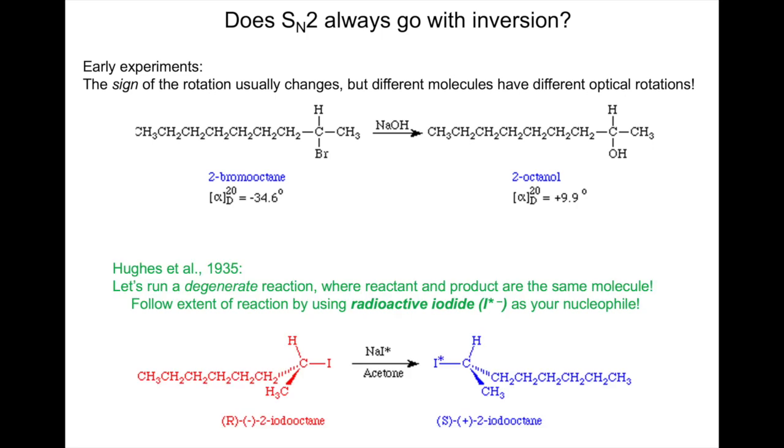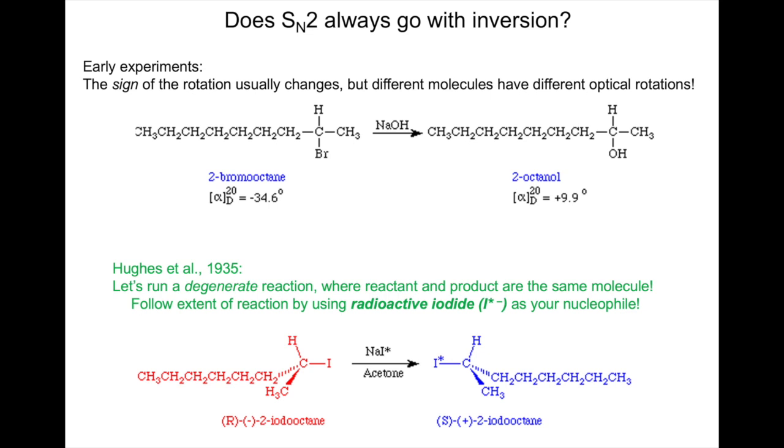So Hughes et al. in the 30s had this great idea. To make sure we're comparing apples to apples, let's just have our starting material and our product be the same thing, right? In that case, we know that if they're opposite configurations, they should have equal and opposite optical rotations. How are we going to follow the reaction if the product is the same as the starting material? Well, they're going to use radioactive iodide. And every time that radioactive iodide displaces one of our normal iodides, we'll be able to follow incorporation of radioactive material in our product, essentially with a Geiger counter.